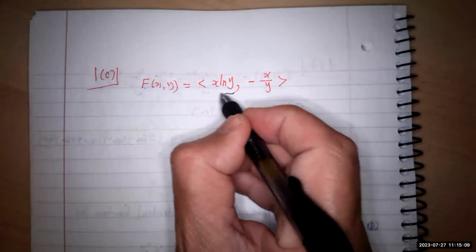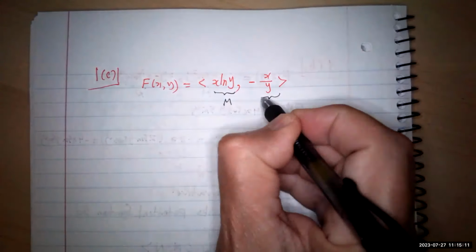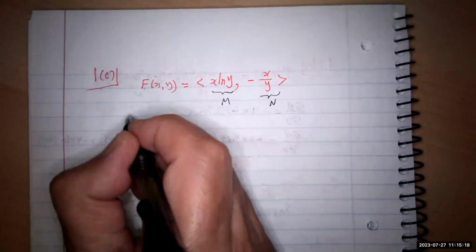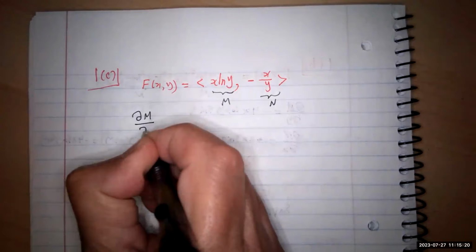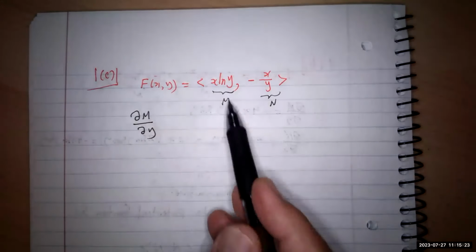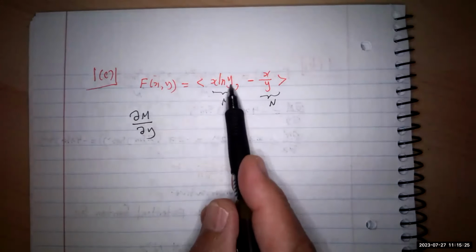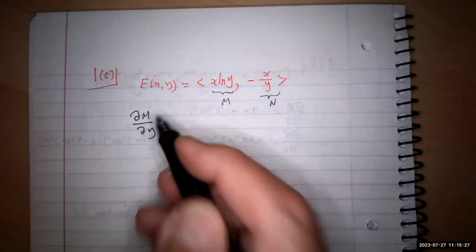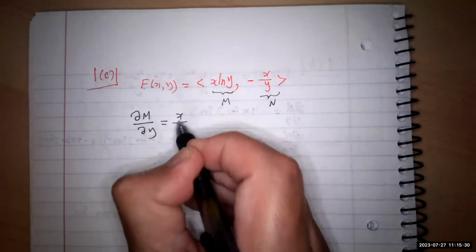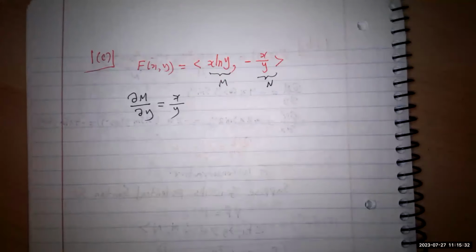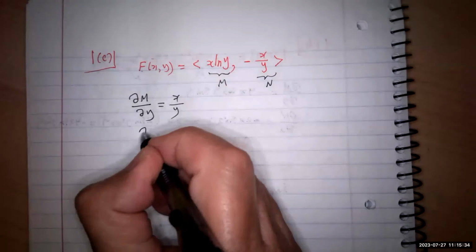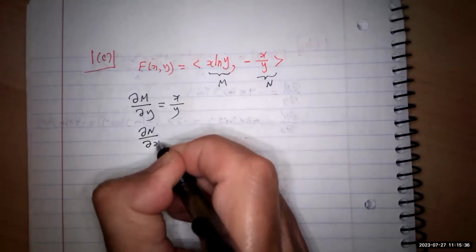Okay, so we are going to check it. It's R2, so this is M and N. So we just compare M and N together. Okay, there you are, the derivative with respect to y, the other way around. M with respect to y. With respect to y, x would be fixed. The derivative of ln y is 1 over y. So this gives you x over y.